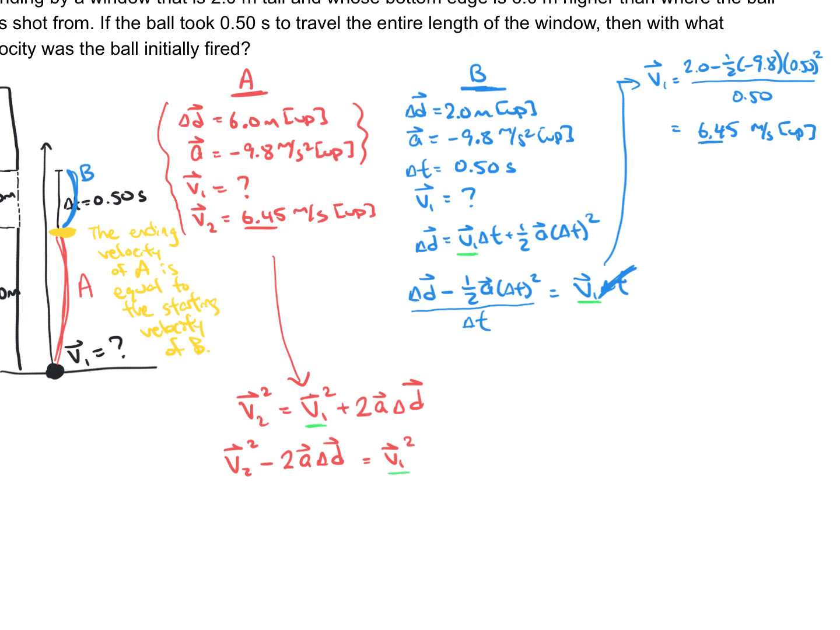So V1 will end up equaling plus or minus the square root of this whole expression here. Now the negative answer is inadmissible. It does not start going down. The ball definitely starts going upwards, so the negative will be inadmissible.